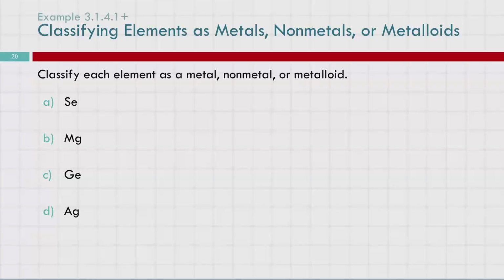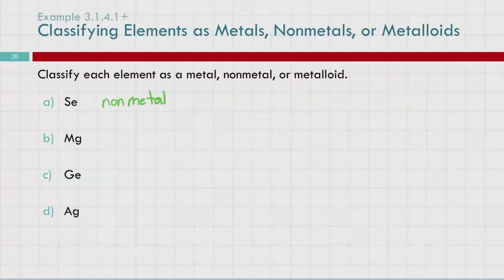First up, we have Se. Se we find on our periodic table. Any guesses on what Se might be? It's either a nonmetal or a metalloid. I think it does get classified as a nonmetal. But if you guessed metalloid, I think that would also be fair.